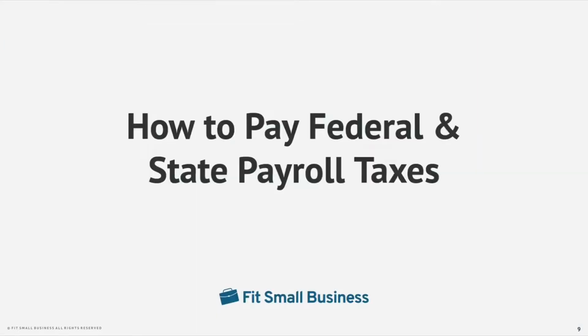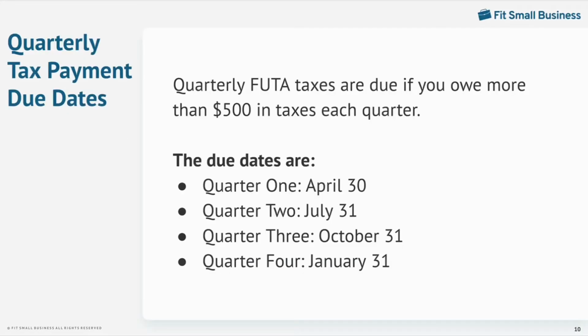Now that we've covered what state and federal payroll taxes are important to be aware of as an employer, let's briefly discuss how to pay federal and state payroll taxes. Quarterly FUTA taxes are due if you owe more than $500 of tax each quarter. The due dates for these quarterly payments are April 30th, July 31st, October 31st, and January 31st.